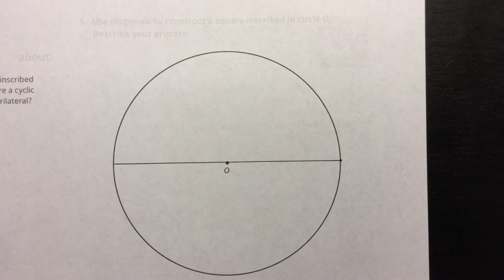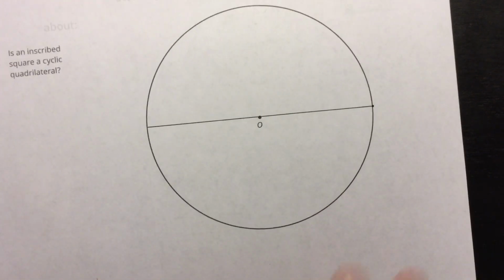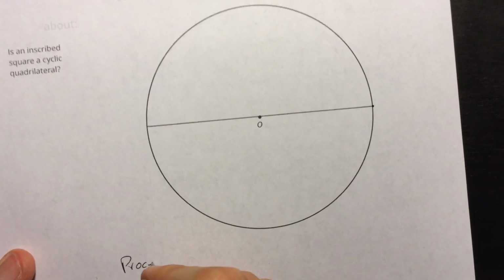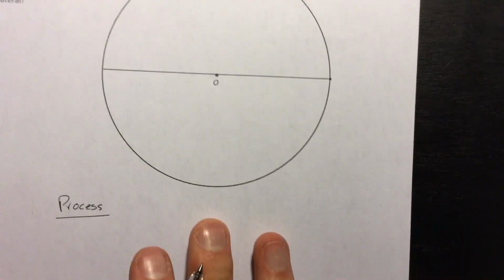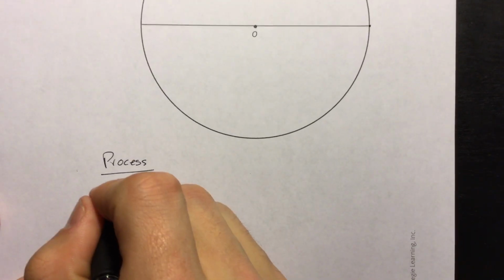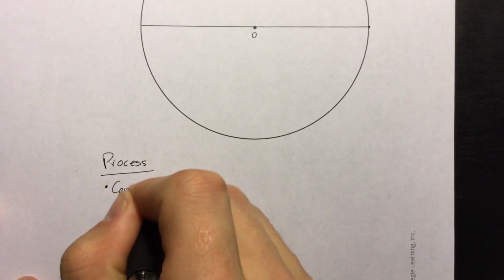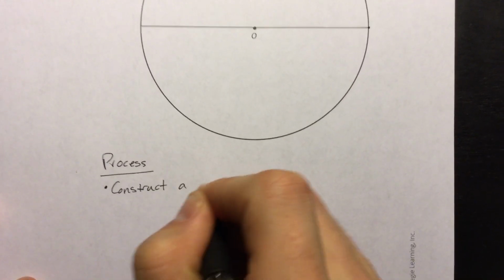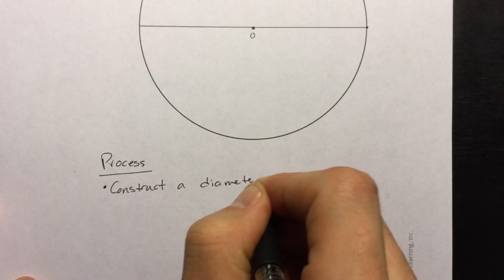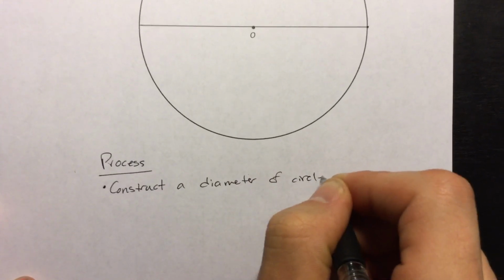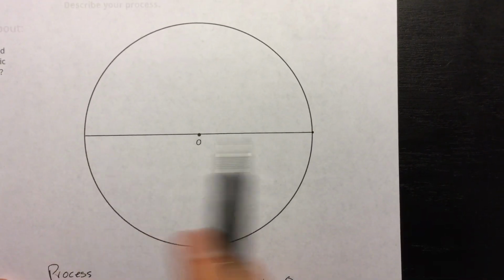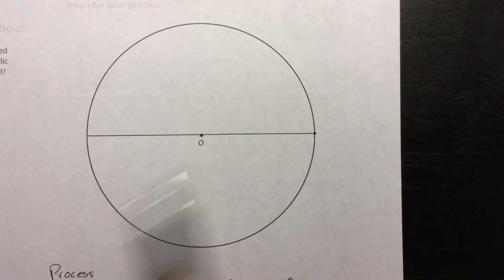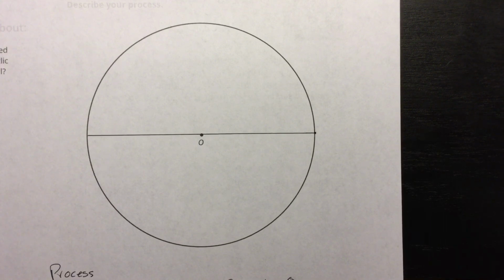Actually, I'll describe it as I do it. So I'm going to have process down here, and I'll just do some sliding. The first thing I did was construct a diameter of circle O. That was the first thing. And I want you to know, this can be any diameter. I did mine across from left to right. You can do yours up and down. You can do diagonal. You can do any kind of crazy thing that you want. This was the first thing that I did.